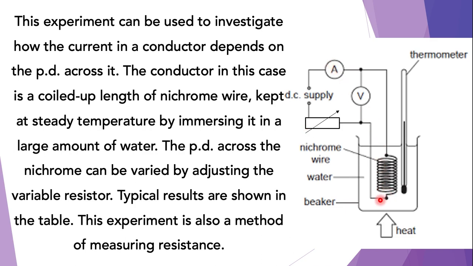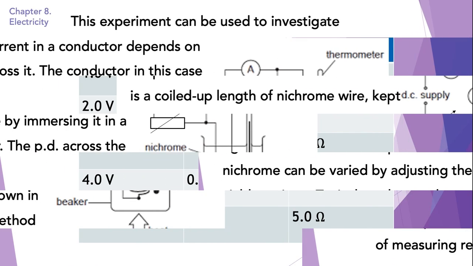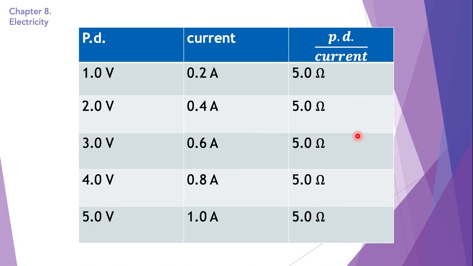So we have a circuit. In this circuit, we have a nichrome wire which is dipped into a lot of water, and heat is being given to this water, and the temperature is kept steady. The potential difference across the nichrome wire can be adjusted using this variable resistor, and we have a voltmeter and ammeter. We have an ammeter to see the current, and we have a voltmeter to measure the potential difference. So typical results are shown in the table here. This experiment is also a method of measuring resistance.